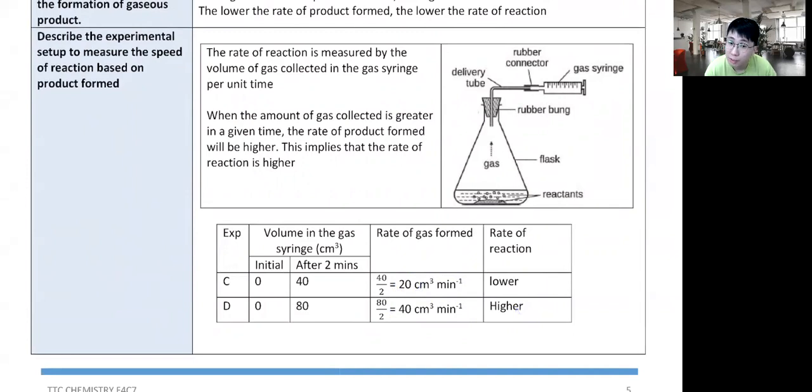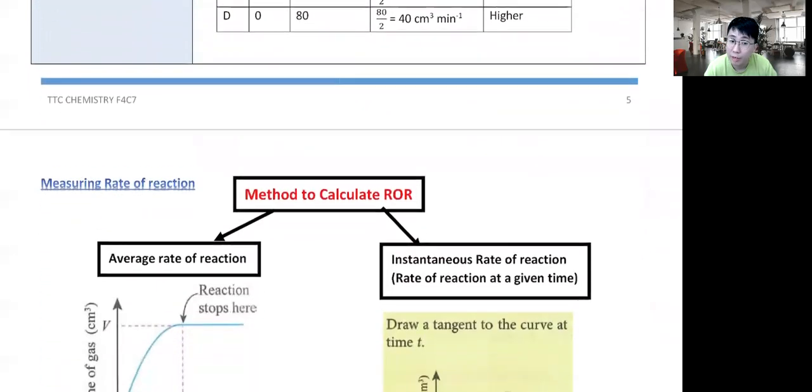Means D can produce faster. Imagine D can produce 80 cm³ in 1 minute, but C can only produce 40 cm³ in 1 minute, or 20 cm³ in 1 minute. So you can see that the number gives you very clear information about who has a higher rate of reaction, and who has a lower rate of reaction.